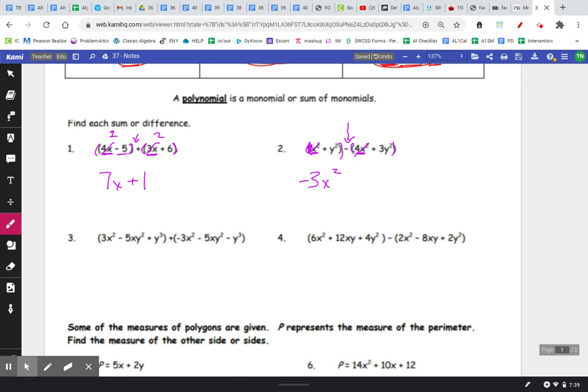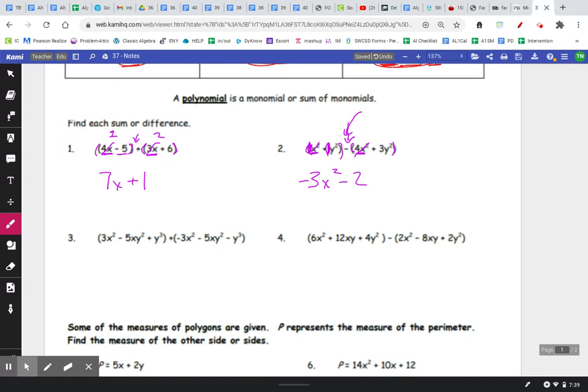I'm looking at my next term. I see y squared. Again, it's just one of them, right? That's a 1. It's a junky looking 1. 1y squared minus, again, there's a minus sign. I'm going to emphasize this. 1y squared minus 3y squared. Well, think about your coefficients. 1 minus 3 is negative 2.